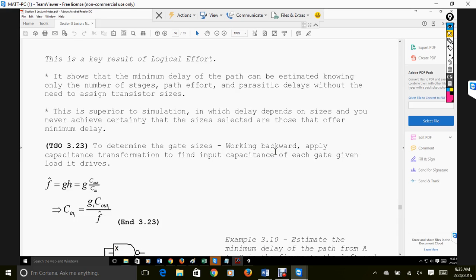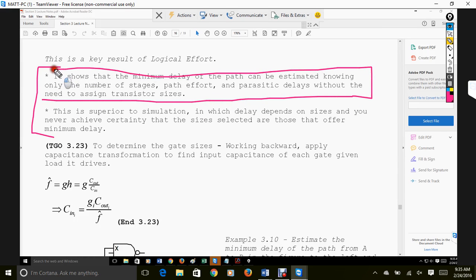So this is why logical effort becomes important, right? The reason why Dr. Sutherland's concept becomes so important is because it allows us to know only the number of stages and path effort and parasitic delays without needing to assign transistor sizes. So if you're designing from the gate level up, using logical effort allows you to have an optimal design without having to worry about what those gate and transistor sizes are. And its delay depends on sizes.